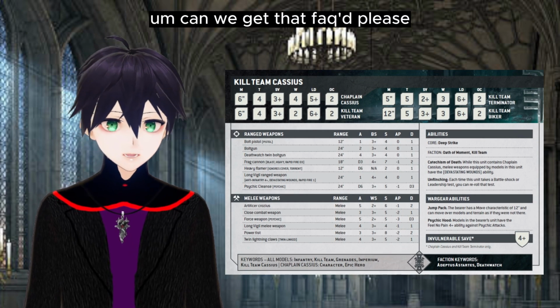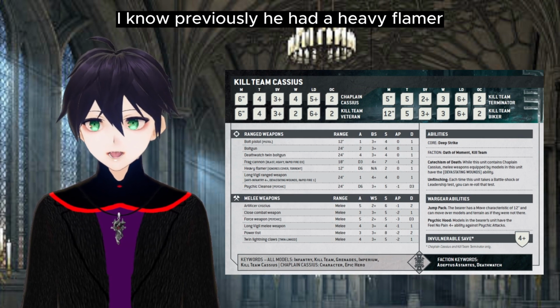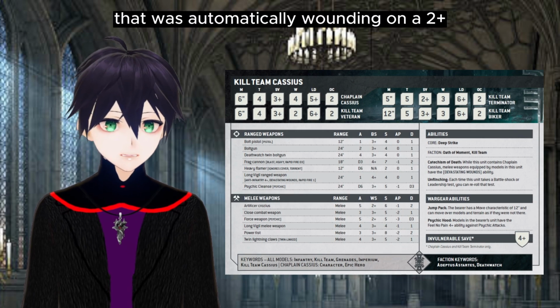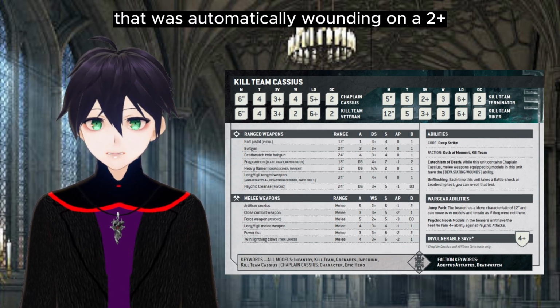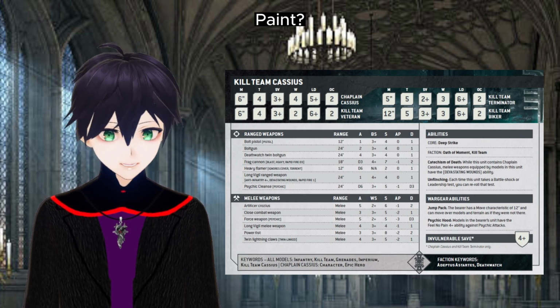Can we get that FAQ'd, please? I know previously he had a heavy flamer that had the option to fire essentially poison gas that was automatically wounding on a 2+, but strength 2? What are you firing at them? Paint?